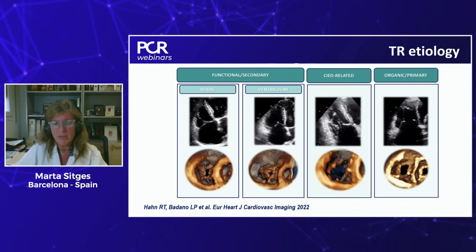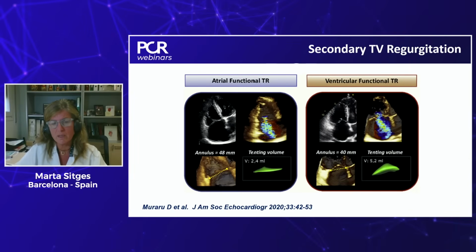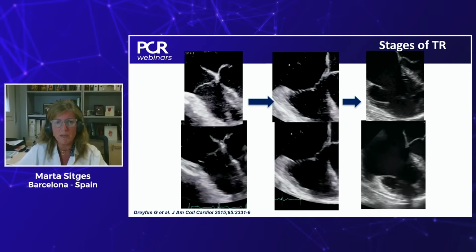So going back to this slide that was previously shown by Professor Badano, and trying to characterize a little bit better which type of tricuspid regurgitation this lady had. So we knew she had persistent atrial fibrillation, and she had severe tricuspid regurgitation, which was symptomatic. So we wanted to characterize if the leaflets were apparently normal in the transthoracic echocardiography. We wanted to characterize if this was a problem of the ventricle or of the atria, as previously discussed by Professor Badano.